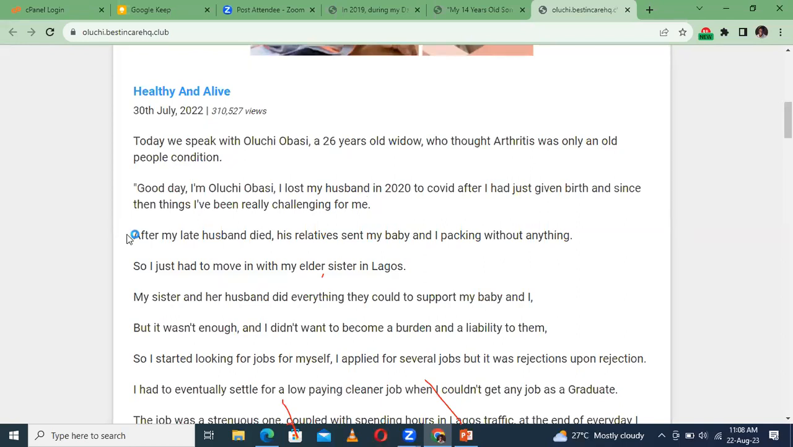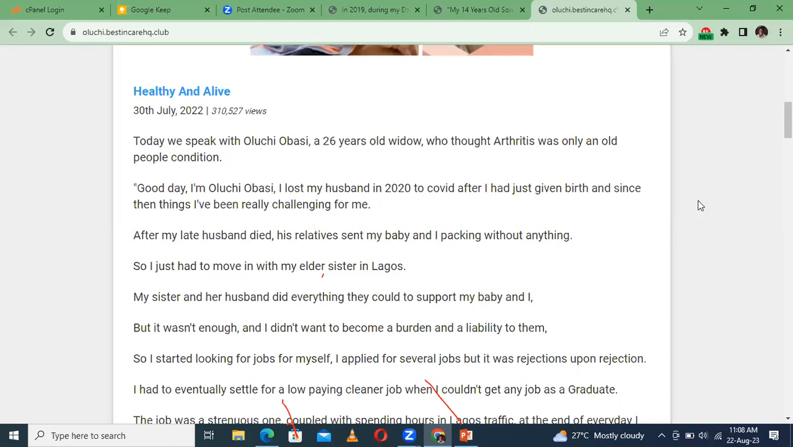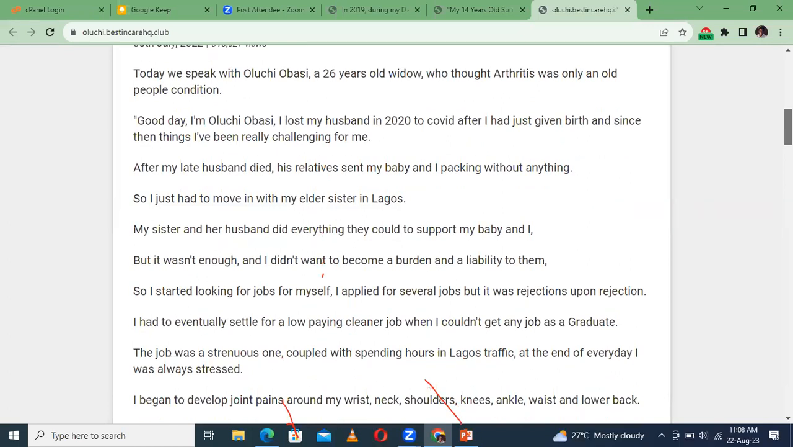So now we are getting to number 3. That's how she found out she had the illness. So this is the beginning. After my late husband died, his relatives sent my baby and I packing without anything. So I just had to move in with my elder sister in Lagos.